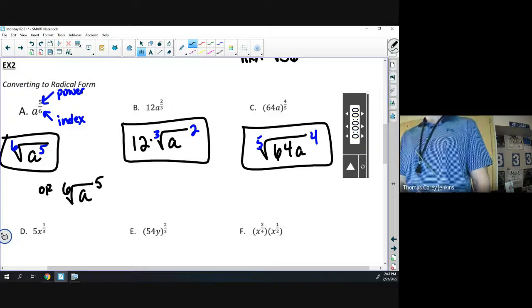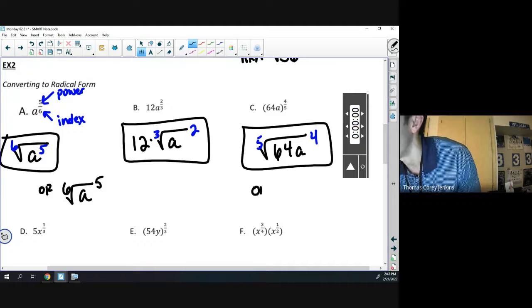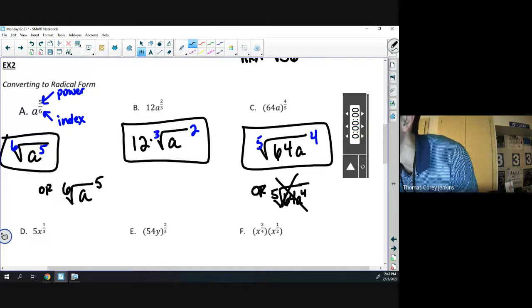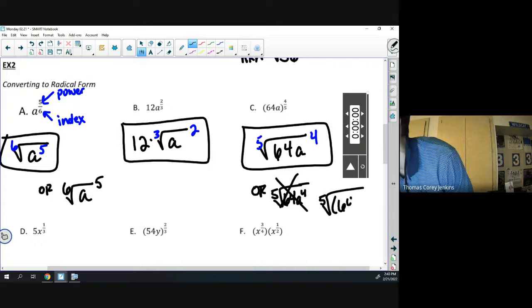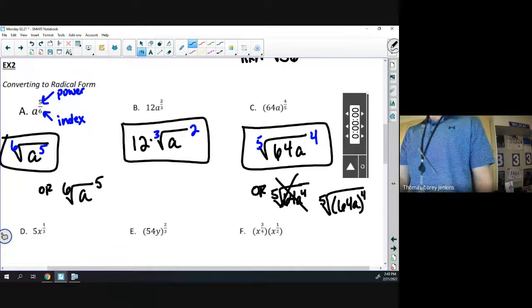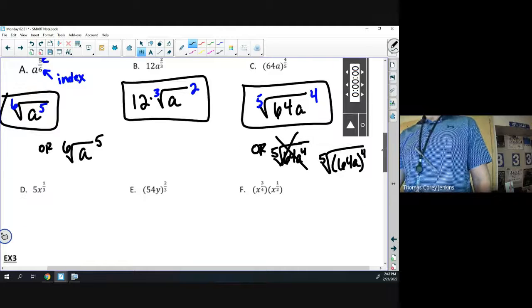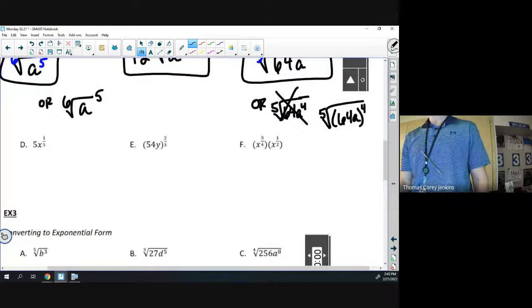If you put the 4 under the radical, you would need to use parentheses around the 64a. So if you wanted to rewrite this, the 5th root of 64a to the 4th would be wrong. Whereas to make it correct, you do the 5th root of 64a grouped in parentheses to the 4th power. So that's why I say sometimes it's easiest just to put that exponent outside the radical. Okay. All right. So then D, E, and F are all worked out on the notes. F is a little bit tricky because we have to multiply same bases first.